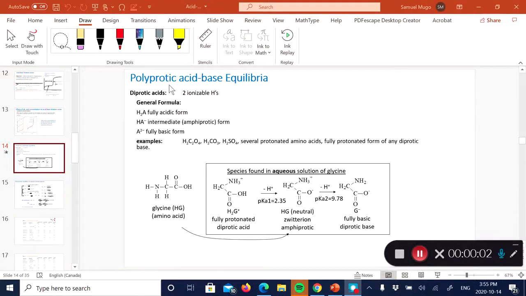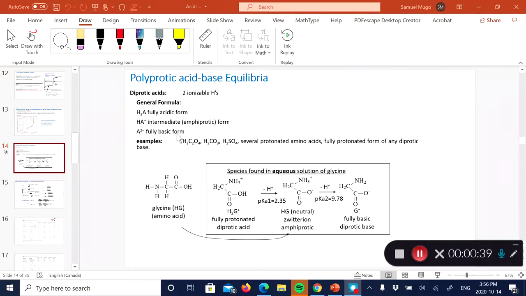In this lecture segment, we're going to talk about polyprotic acids and base chemical equilibria. Now, in the last lecture, we talked about monoprotic acids, and as the word suggests, mono means only one ionizable proton is being dissociated. With polyprotic acids, you've got more than one ionizable hydrogen. For diprotics, you've got 2. For triprotics, you've got 3, and so on.